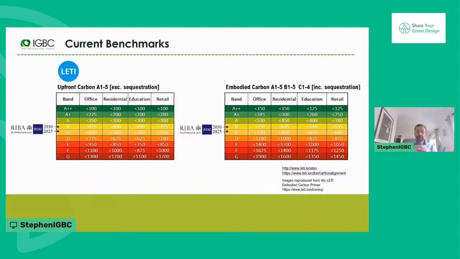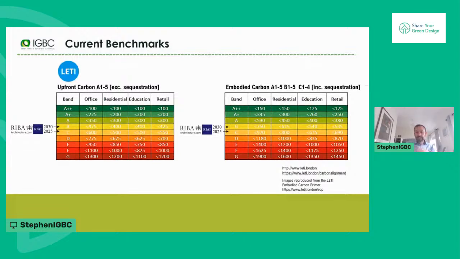And like the RIBA in the UK, it has aligned its targets with the banded benchmarks developed by the London Energy Transformation Initiative, or LETI for short. I should say LETI give away a lot of great information and advice for free. So do have a look at their website and download the one-page advice sheets and the manuals that they give away there. They're a great, completely voluntary organization with a lot of knowledge.